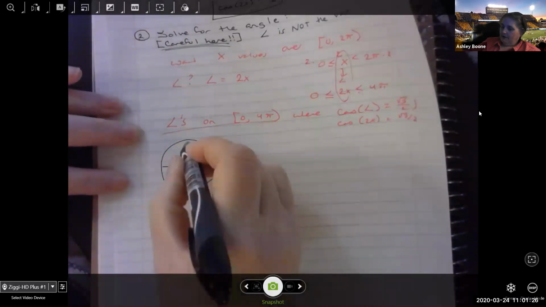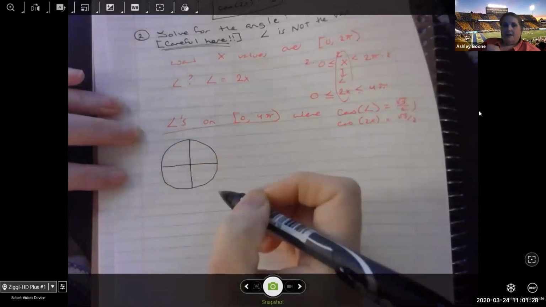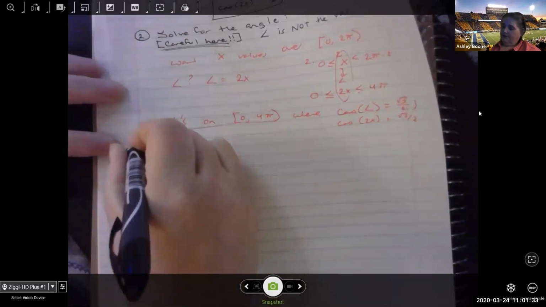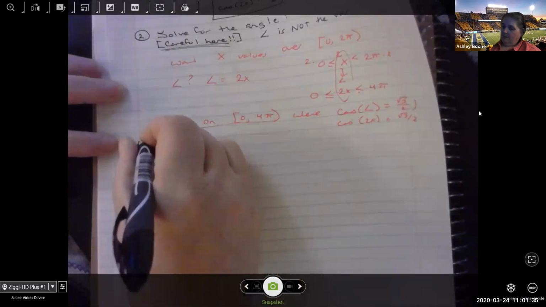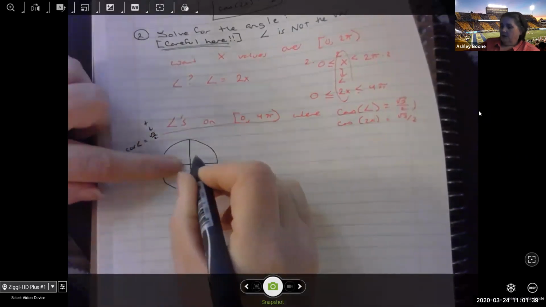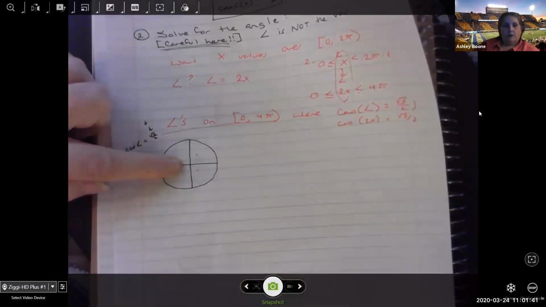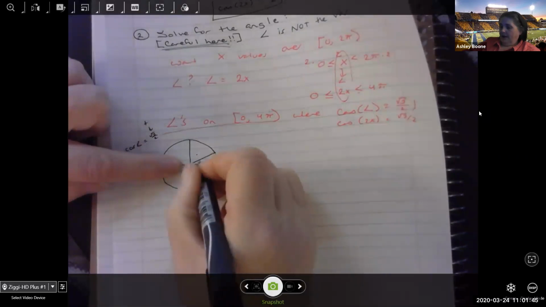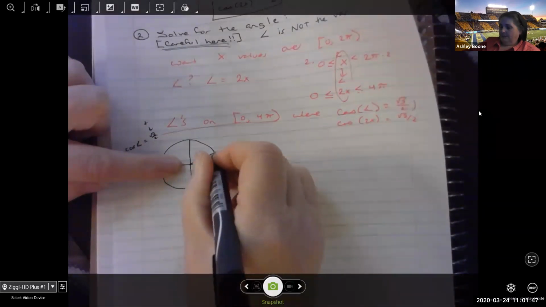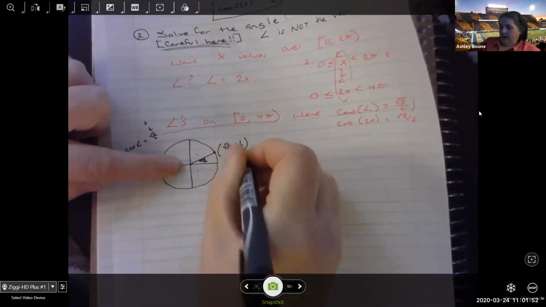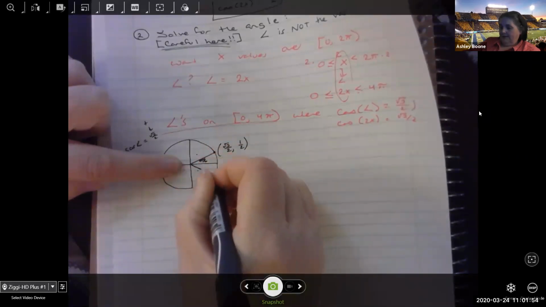So think about your unit circle. We want cosine of the angle to be root 3 over 2. That's positive. Cosine's positive in quadrants 1 and quadrant 4. Cosine's root 3 over 2 at the pi over 6 angle, because that's square root of 3 over 2 and 1/2. And at the 11 pi over 6 angle.